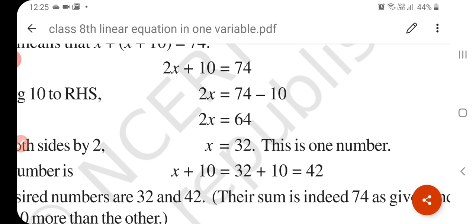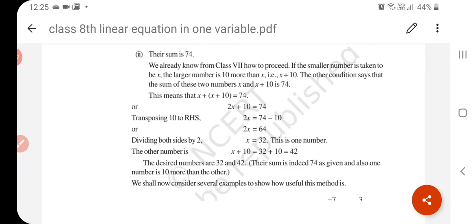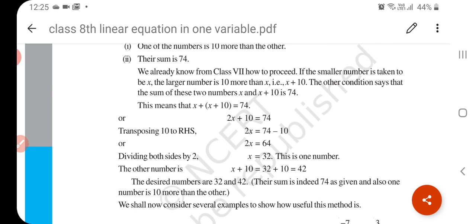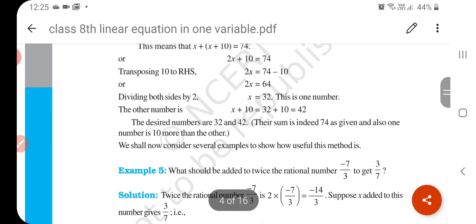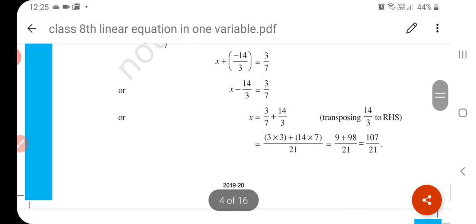Okay, how to solve the equation. First is the balancing method, and another one is our transposing method. Understand. So transposing, हमने क्या किया, पहले LHS से RHS में 10 को ट्रांसपोज किया, फिर divide both the sides by 2. The other number is 32, and we have to check. If you want to check the answer, we check the answer. Okay, understand. So this is our transposing method.